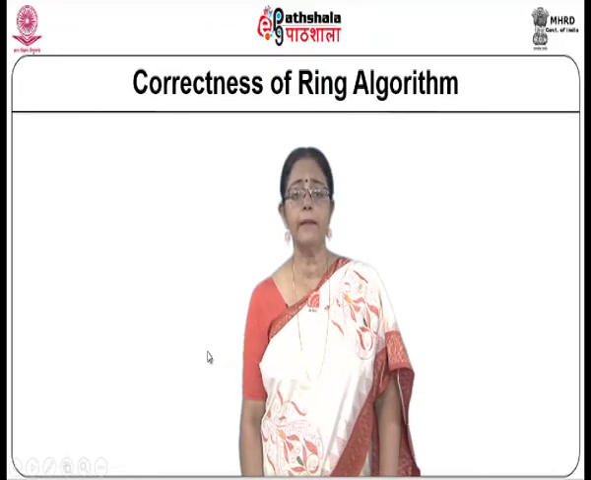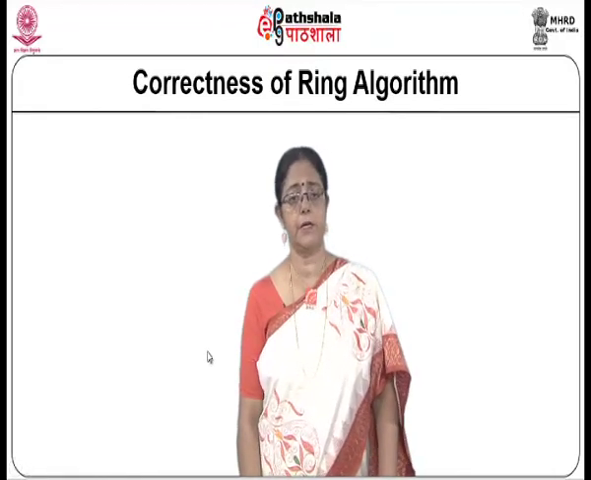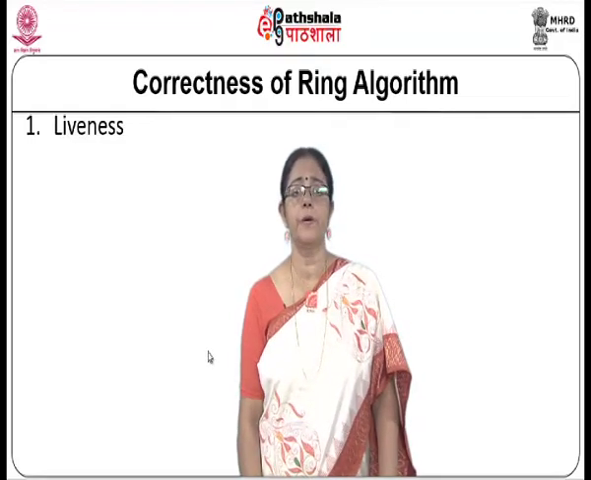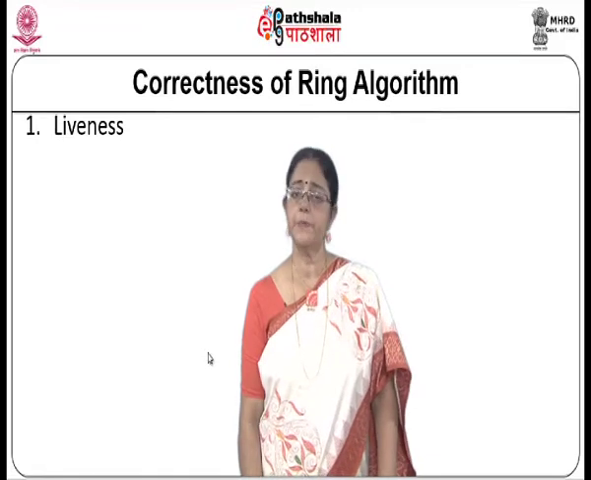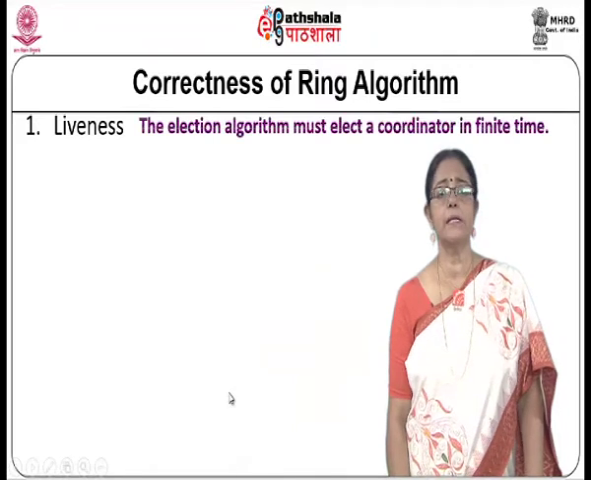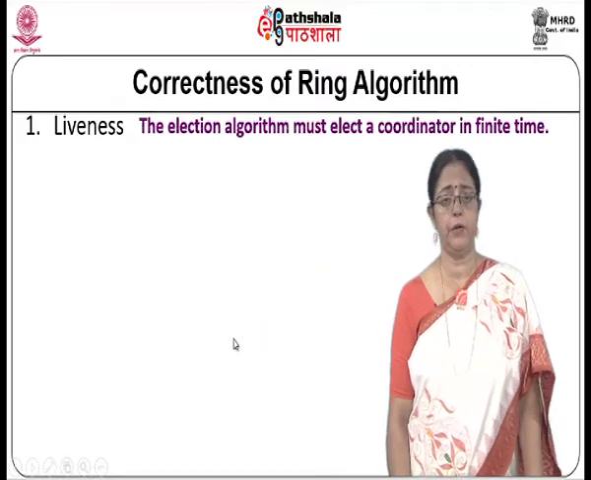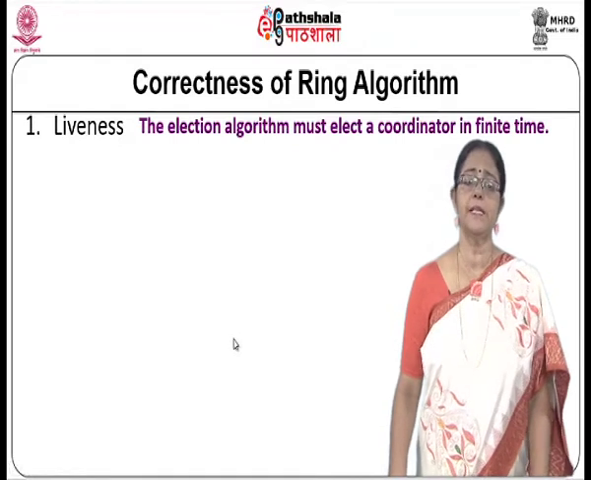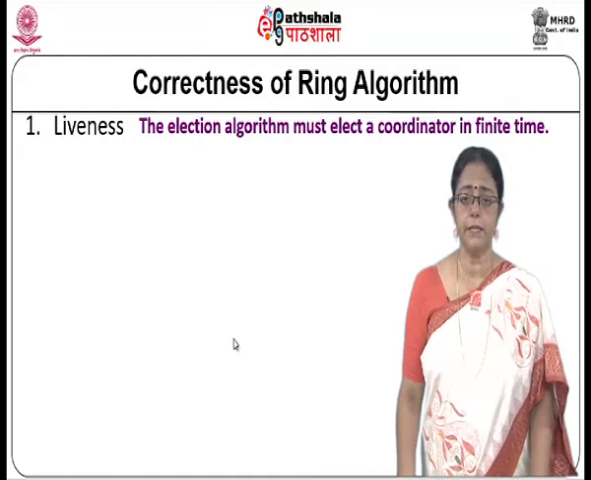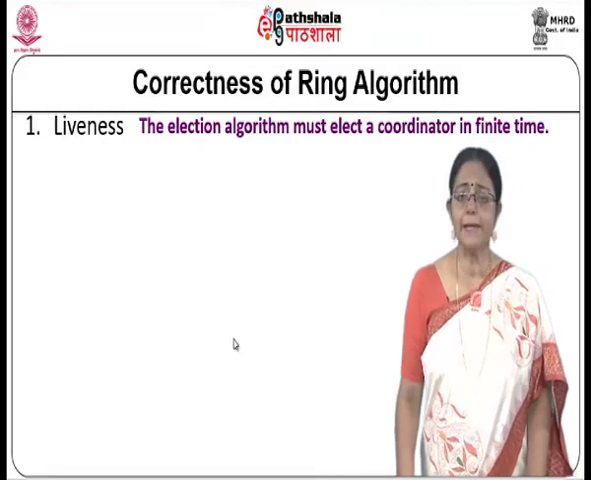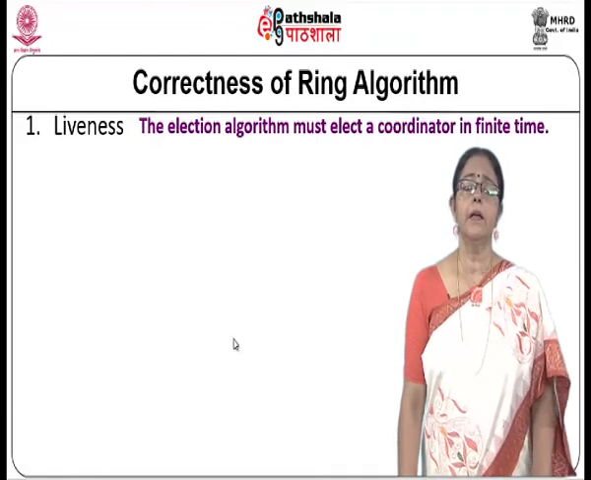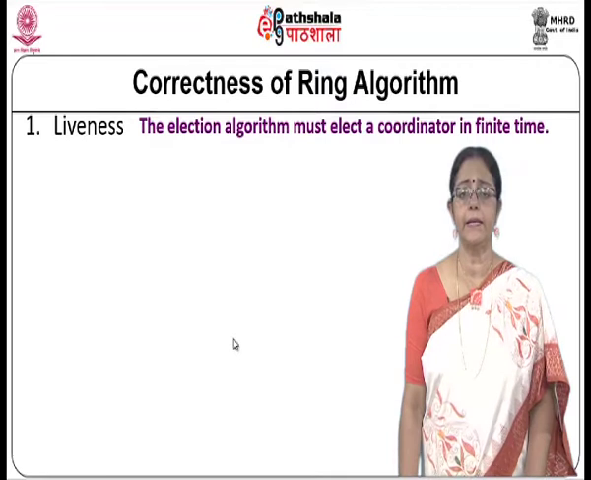Now, let us look at the correctness of this algorithm. As we know, the correctness of a distributed algorithm, specifically election algorithms, has two parts. One is called the liveness of the algorithm. Liveness says that the election algorithm must elect a coordinator in finite time. Let us define this term finite time a little bit. What do we mean by finite time?